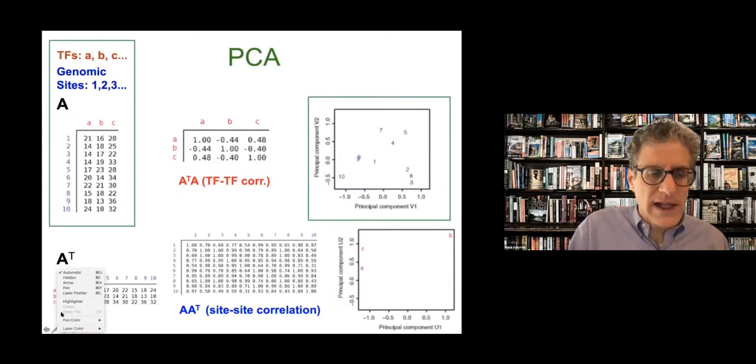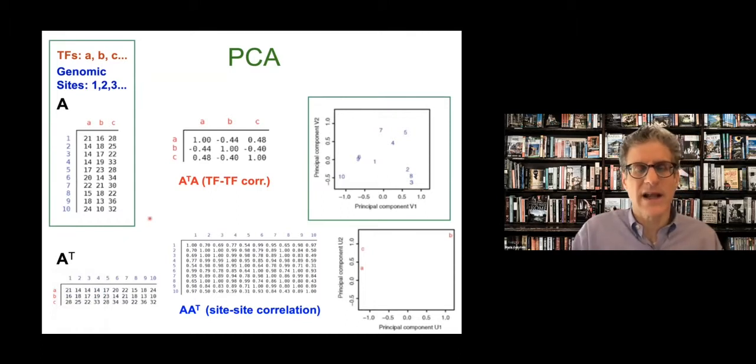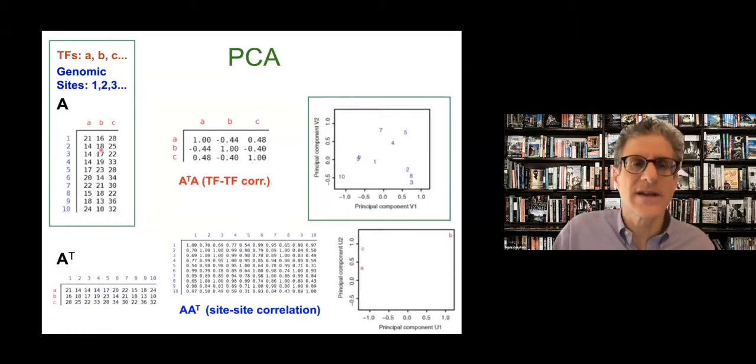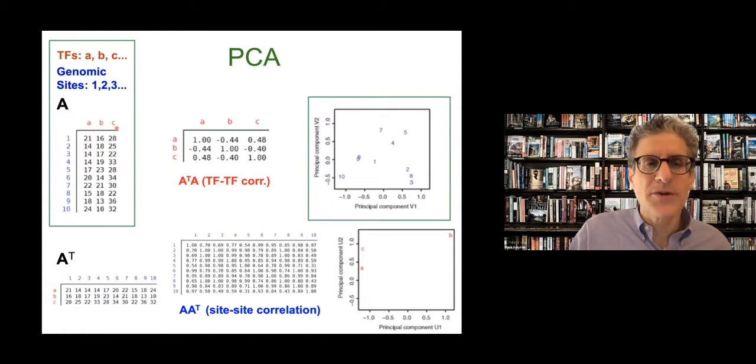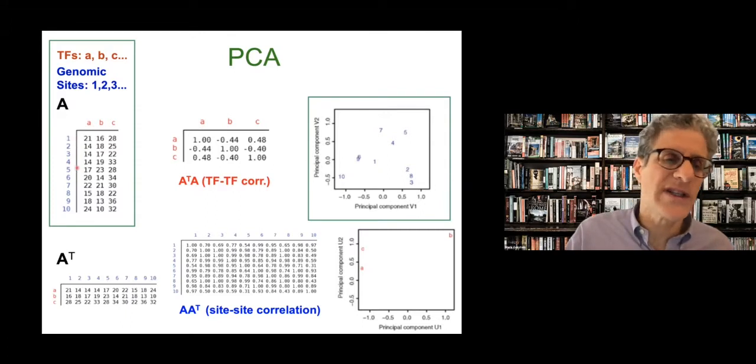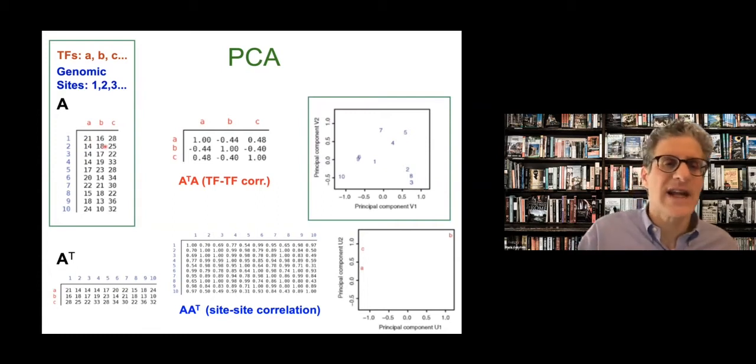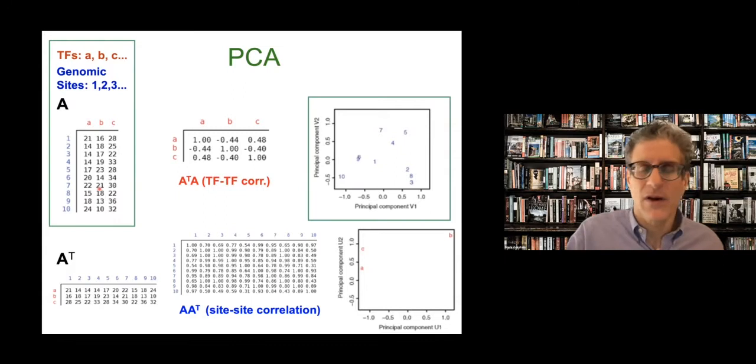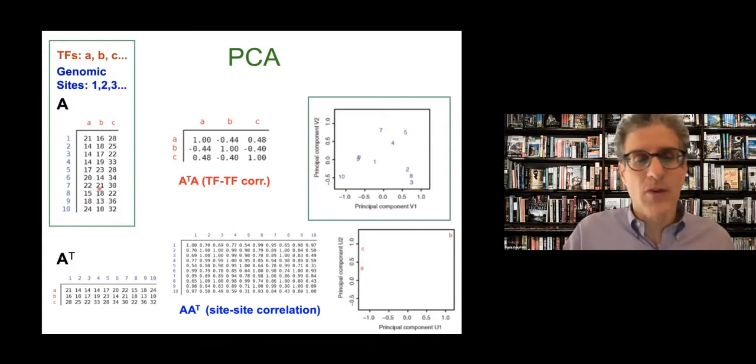So now let me show you a little more about this and move it into a biological context. We have transcription factors A, B, C, and we have genomic sites. So this is our normal genomic data matrix. These could be genes, sites on the genome, whatever. The numbers in here represent the activity or binding of each of these factors onto these genes or onto these sites.